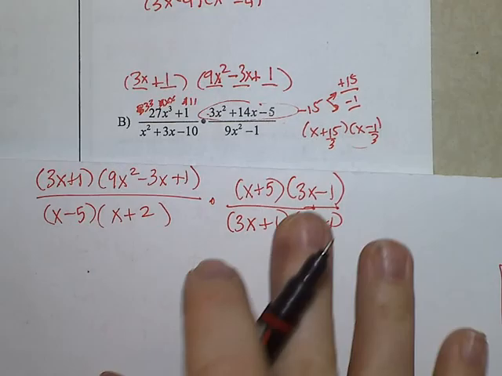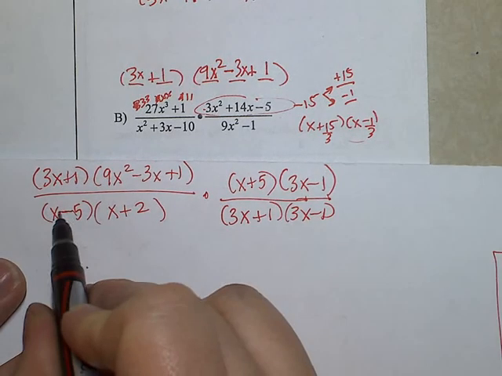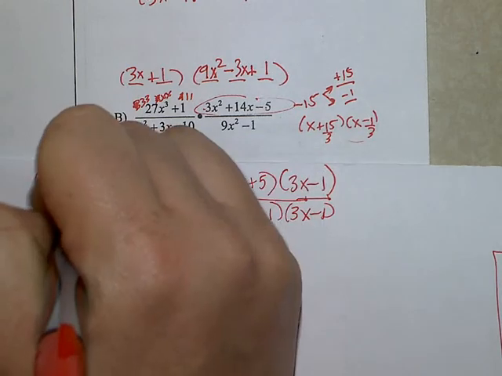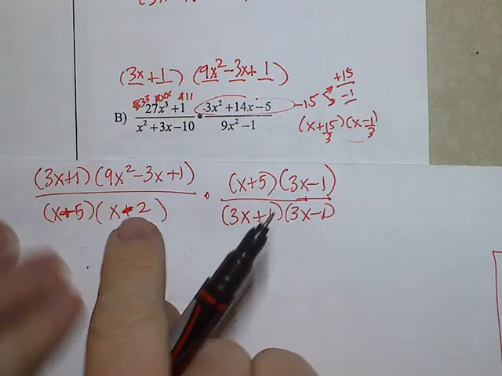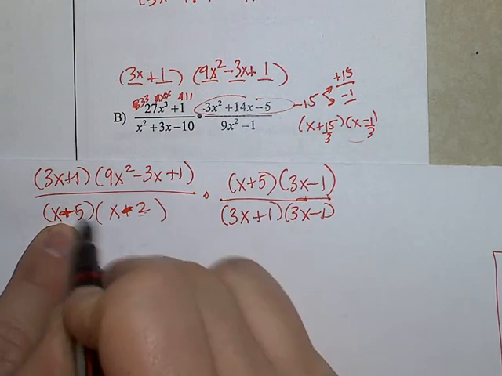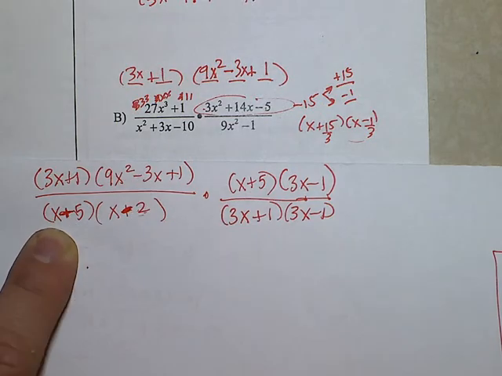Okay, looking to reduce. Excuse me, I made a mistake here. This should have been x plus 5 and an x minus 2. X plus 5 and negative 2 still gives you a negative 10, but positive 5 and negative 2 gives you a positive 3.